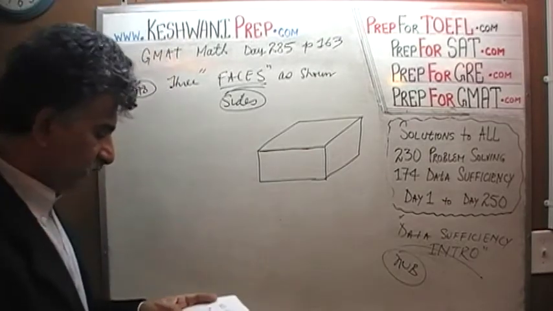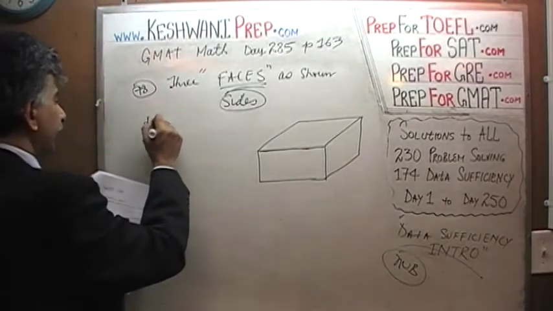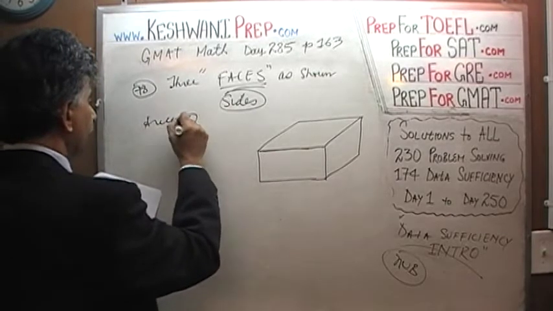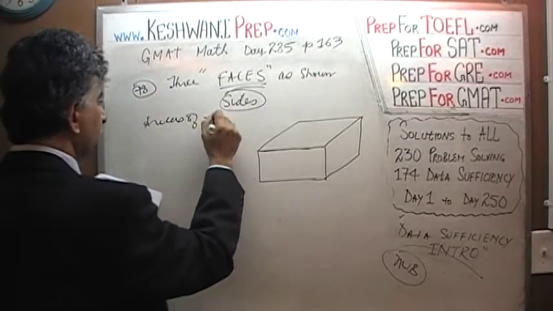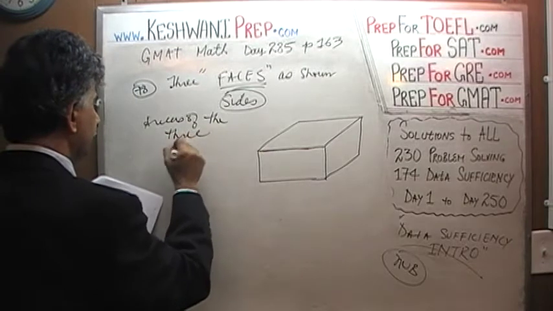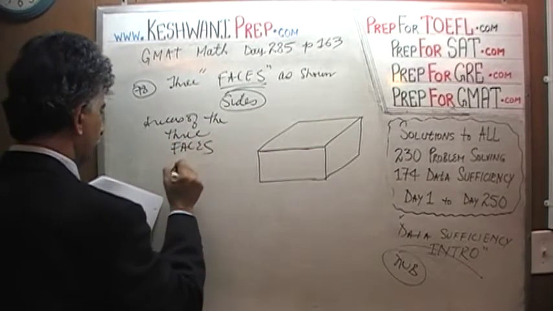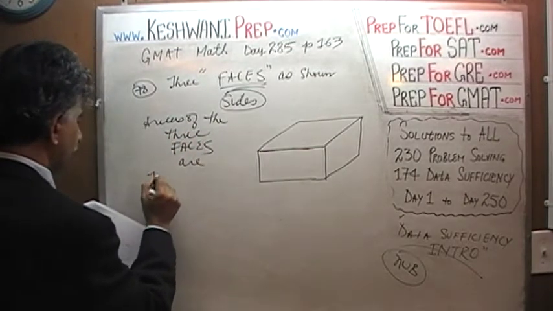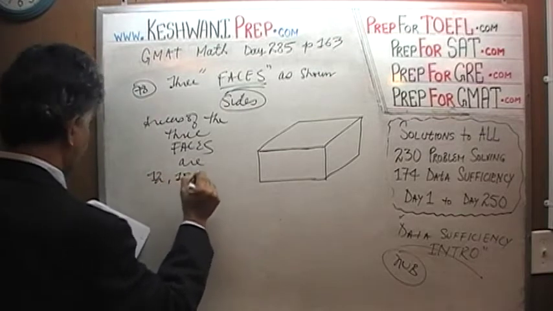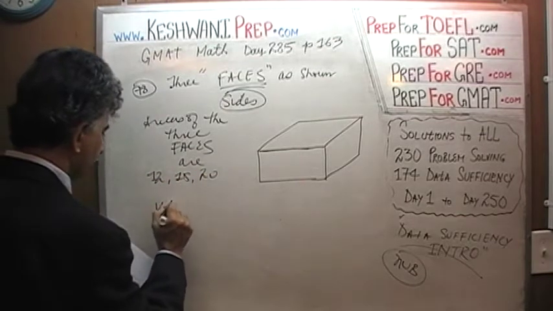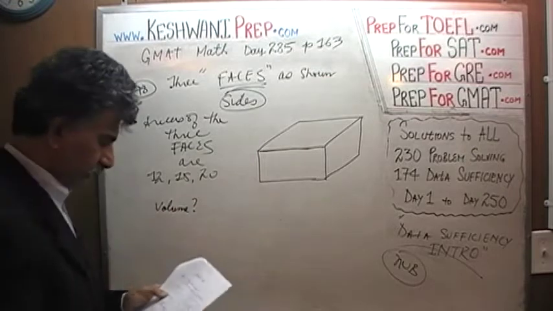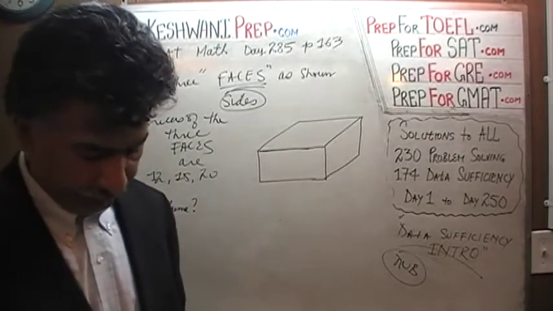Anyway, so that's what it is. There are 3 faces, and we are told that the areas of the 3 faces are 12, 15, and 20. The question simply is, what's the volume? What's the volume of this bloody thing? Let's find out, shall we?